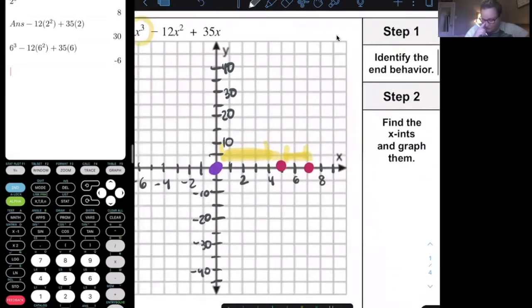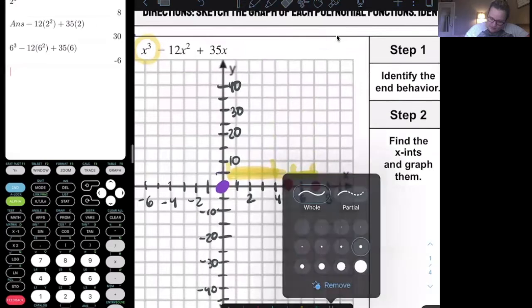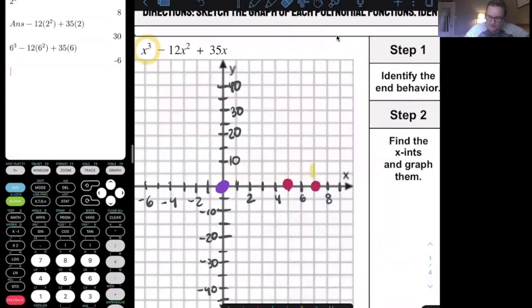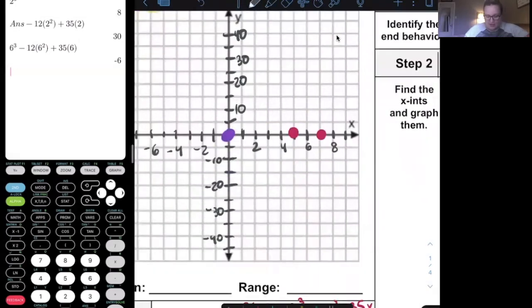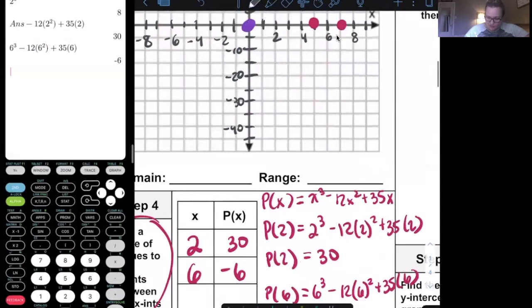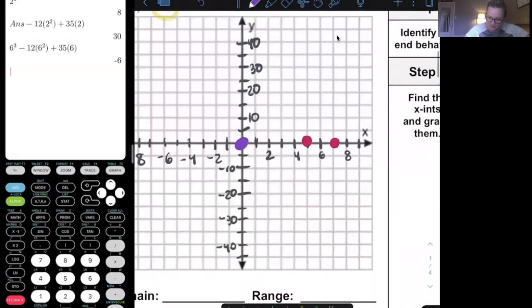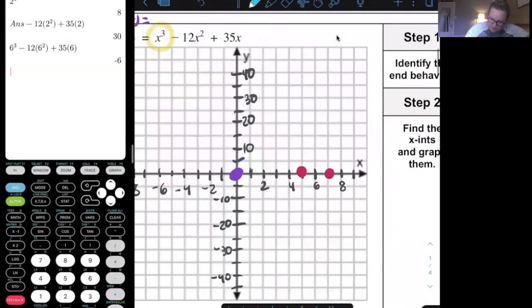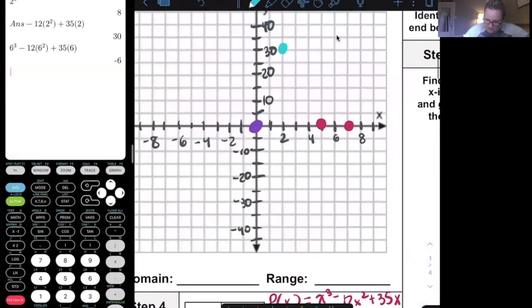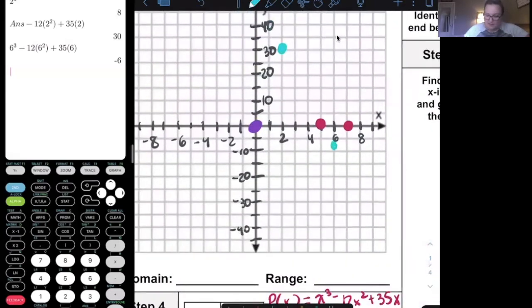There we go. All right. I'm going to erase these. So I'm going to plot these points. I have the point 2, 3, 0, so I'm going to plot 2, 3, 0. And then I have the point 6, negative 6. So I know that between these two x-intercepts, my graph increases and then turns and decreases.